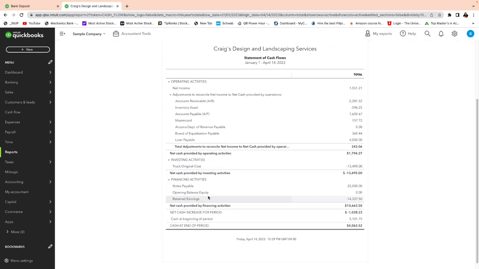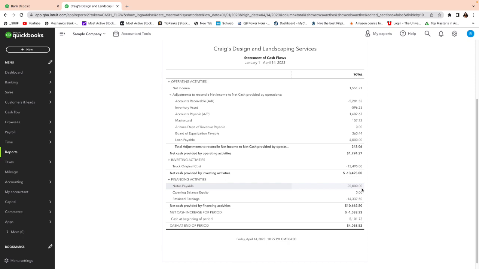So things that you paid, such as, it looks like there was a truck purchase here, $13,495. Okay, your notes payable probably received money from a loan. That's exactly what it is. So it's increasing your cash, but it's cash from a loan. And then it's telling you what the retained earnings is at this point. So the net cash provided by financing activities, in this case, is $10,662.50.